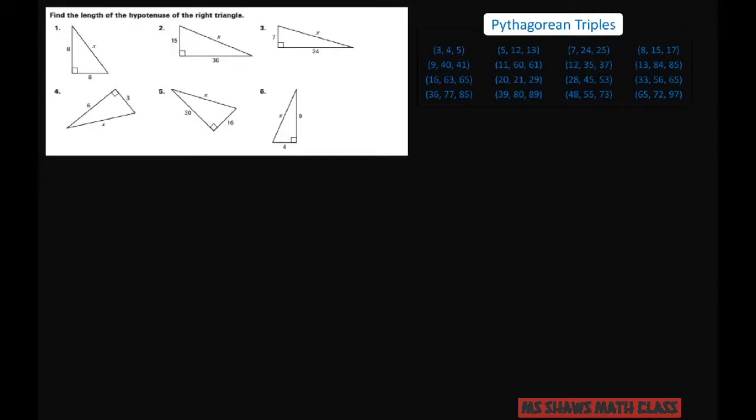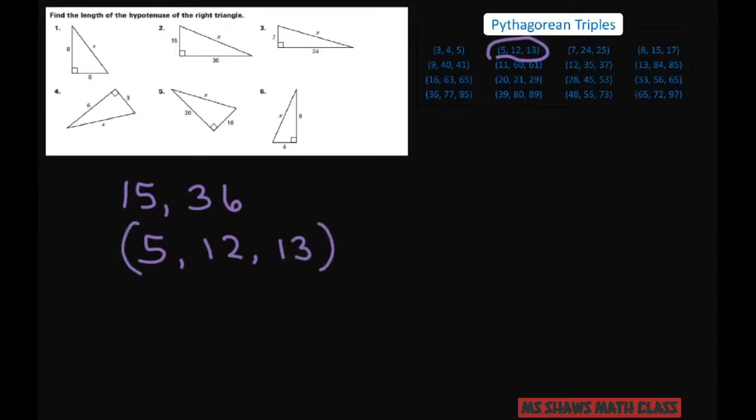Let's see if we can do it with number 2. We have 15 and 36. Let's divide this by 3, and you get 5, 12. Do we have a 5, 12? Yes, we do. So this would be 13. And we divided it by 3, so we're multiplying by 3 here. 3 times 5, 3 times 12, 3 times 13 is going to be 39. So x for this one is 39.